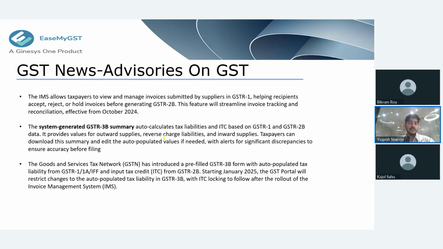And lastly, the Goods and Services Tax Network, GSTN, has introduced the pre-filled GSTR 3B form with auto-populated tax liability from GSTR 1, 1A and IFF, and input tax credit from GSTR 2B. So starting January 2025, the GST portal will lock and restrict changes to the auto-populated tax liability in GSTR 3B, with ITC locking to follow after the rollout of the IMS implementation.